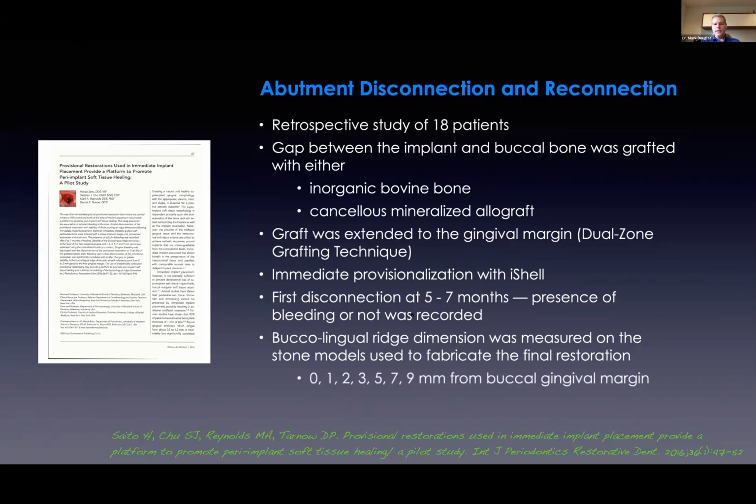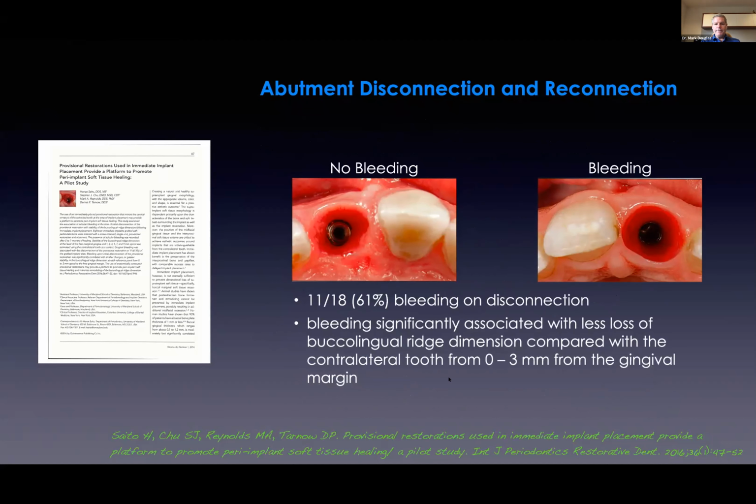And they took measurements right at the gingival margin, 1 millimeter apical to 2, 3, 5, 7, 9, all the way down. And what they found was, they used the contralateral tooth measurements as a control. What they found was in 11 of 18 cases, there was bleeding upon disconnection. So 61% had bleeding, the rest had no bleeding. And the bleeding was associated with a significantly wider buccolingual ridge dimension than there was with no bleeding. So see how thin this is here and how thick it is here.